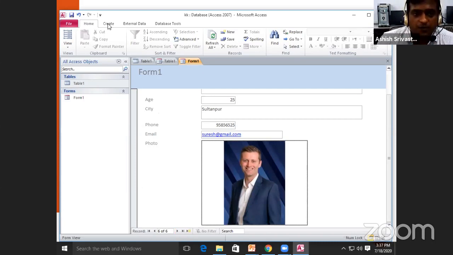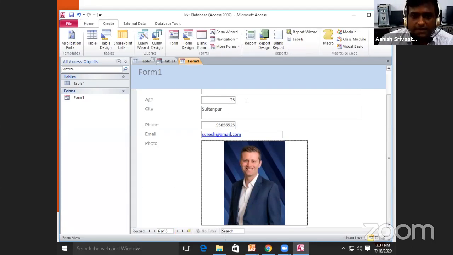So this is the form designing through form wizard. And after that we have to discuss how to create a report regarding the form. So this is the form and now we are just going to create a report. To create a report we have to click on the Create button, and after that there are different types of reports, just like query, form, report.